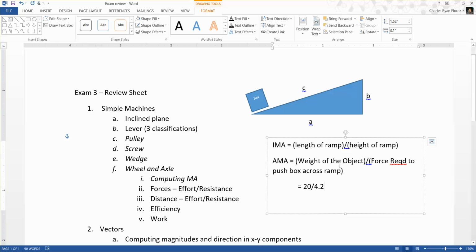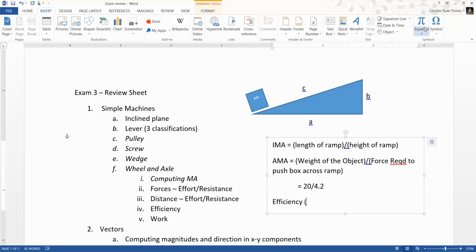So we ended up with some value of like 4 point something. So now we have values for IMA and AMA. So now our efficiency, which is denoted as the symbol eta, is equal to the actual mechanical advantage divided by the ideal mechanical advantage. So this number should be less than 1.